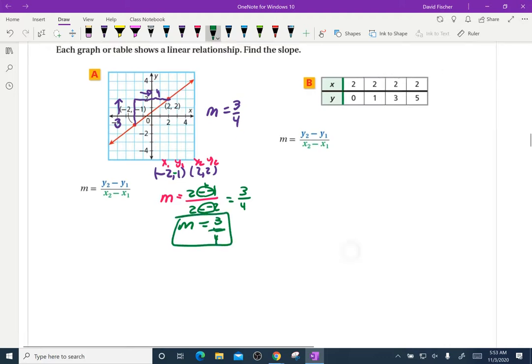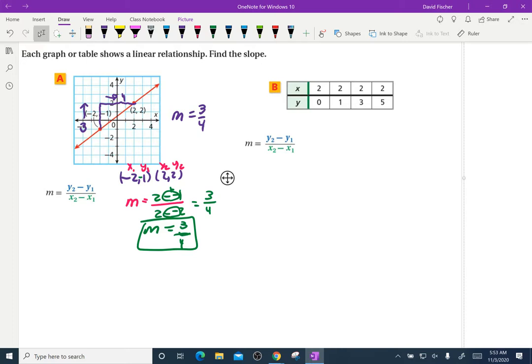All right. When they give me the coordinates in a table like this, you can pick any one you want. It doesn't matter which one you do. So I want to pick some easy ones. I want to say 2, 0. Now you have to get it in order. This is my x's here, and this is my y's. And then I'm going to pick 2, 1. You can pick any ones you want. You will get the same slope if you do your math correctly.